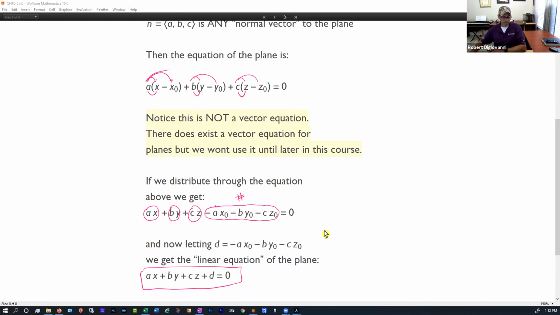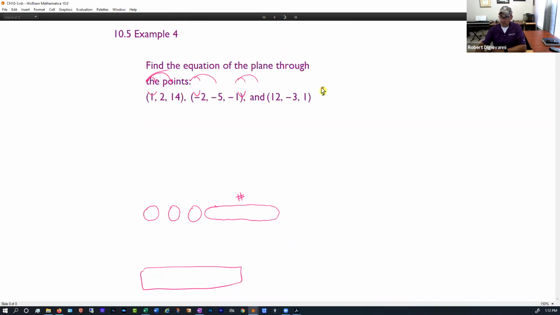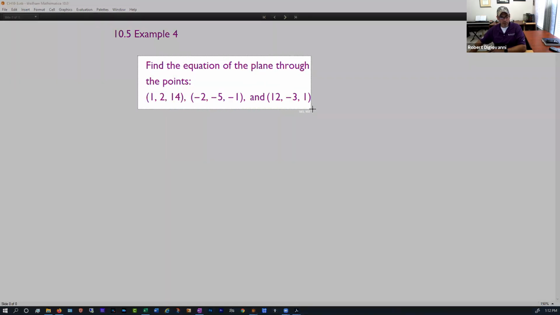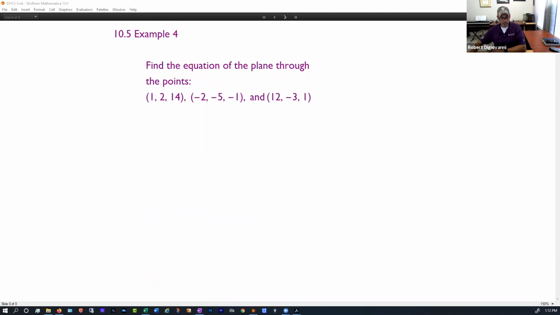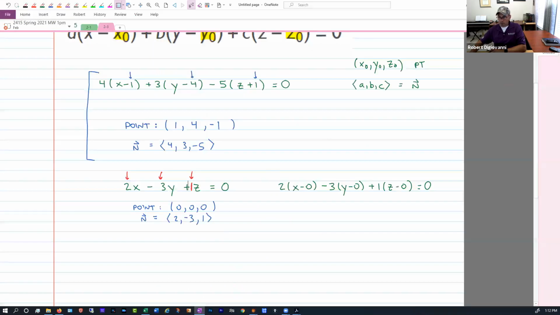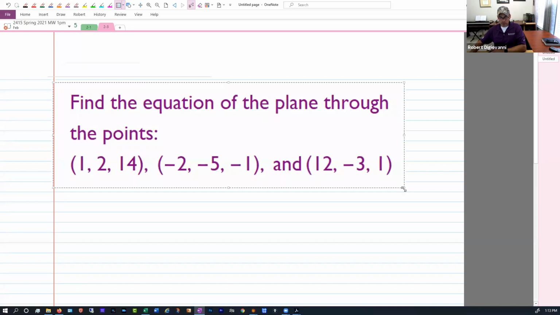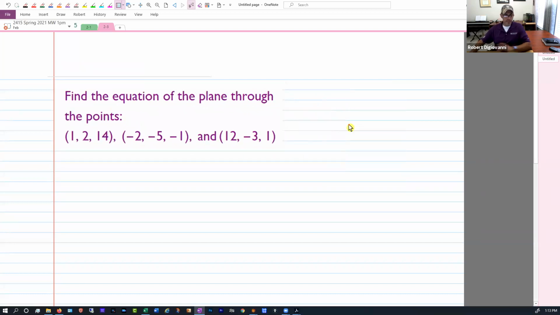All right. So we move on. First example here, we want to find the equation of the plane through these 3 points. All right, so I've given us 3 points, right?